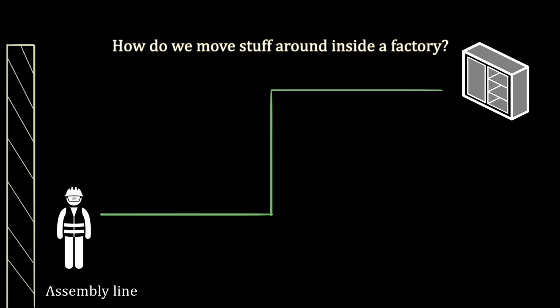How do we move stuff around inside a factory? Well, it's easy. You just lay a magnetic stripe down between the storage and a worker in the assembly line and tell the robot to just follow the stripe. This technology relies on automated guided vehicles.